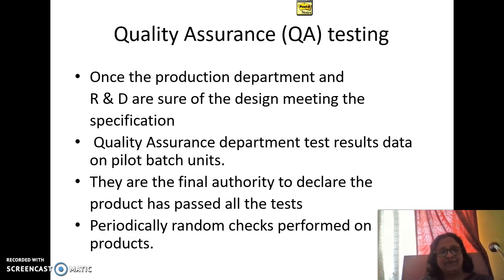Once the production department and R&D are sure of design meeting the specifications, then quality assurance department tests results data on pilot batch units. Now, quality assurance department authorities are the final authority to declare that the product has passed all the tests. In between these, periodically random checks are also performed on the products.